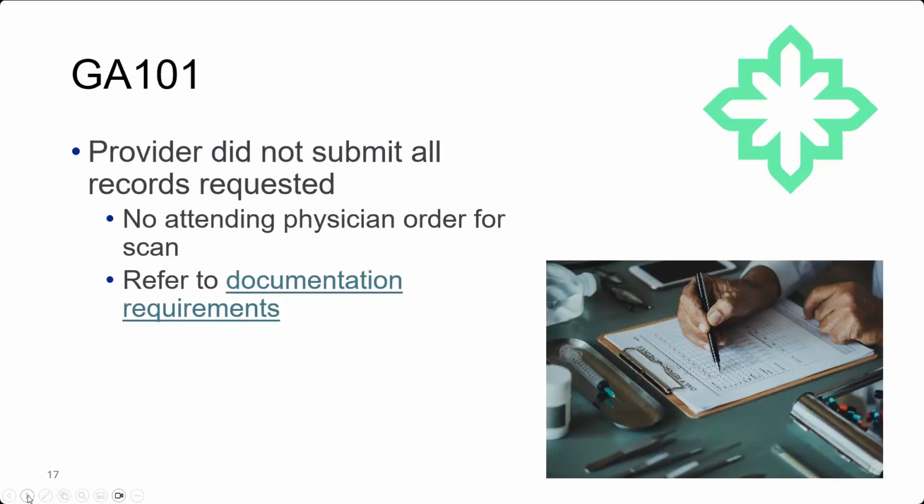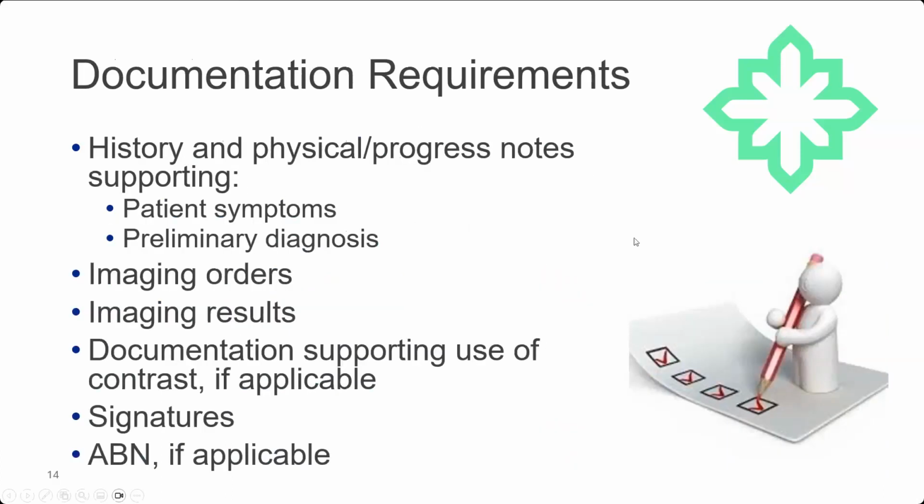GA101, this denial reason code, basically means the provider did not submit all requested records. Most often forgotten is a physician order for the scan to be performed, but it could include any other types of documentation that we requested. So it could include the results not being provided. And you can use the link provided in the slide deck here to go back to that slide on documentation requirements and view what those documentation requirements were.